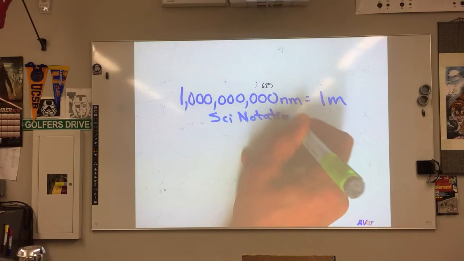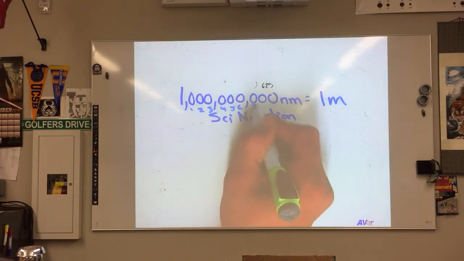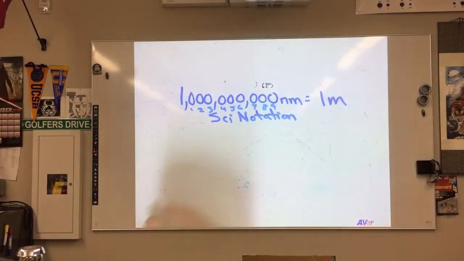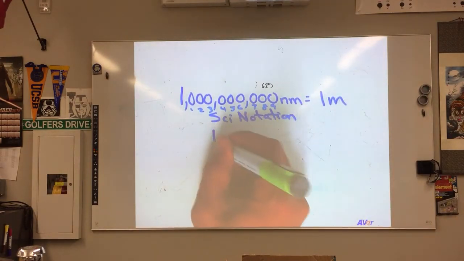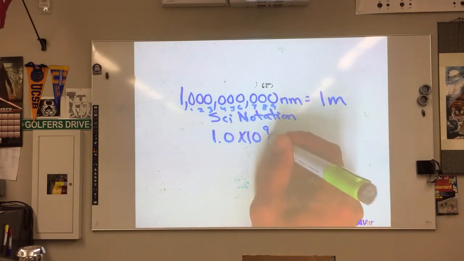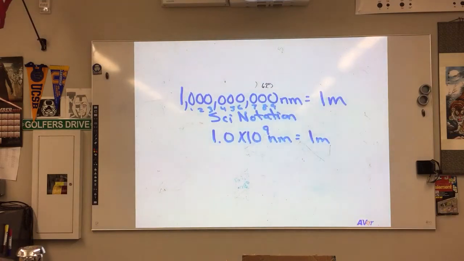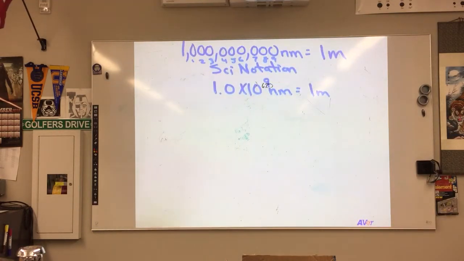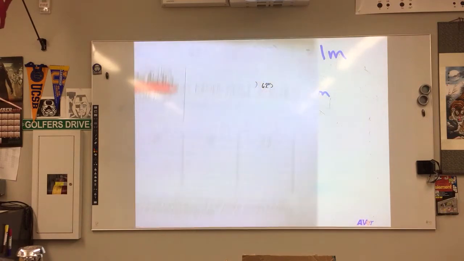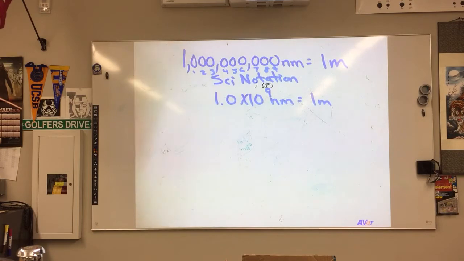1, 2, 3, 4, 5, 6, 7, 8, 9 zeros present here. So I'm going to write this as 1.0 times 10 to the 9 nanometers equals 1 meter. Now that's a number we can fit into our calculator. From here, we're going to look at that 625 that we calculated and convert it from nanometers.